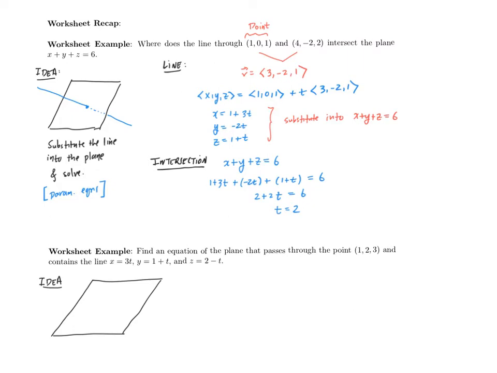And note, t equals 2 is going to be the parameter value that tells us where this line intersects the plane. So t equals 2 is not the point of intersection. It's not where the line intersects. It's the parameter value that gives you that point of intersection. So what we need to do is keep going with this. So we want to find a point of intersection.